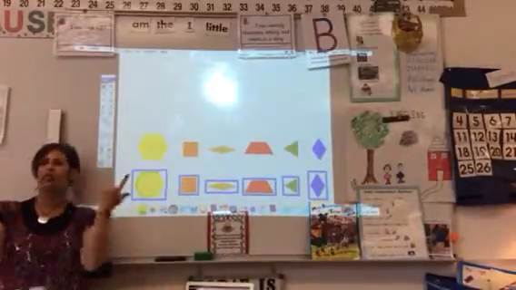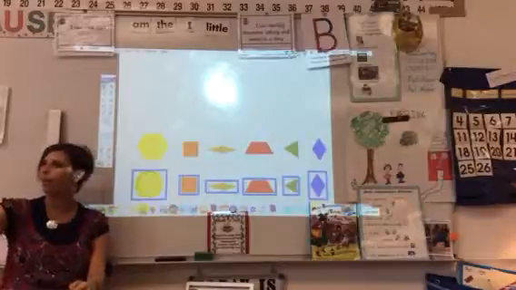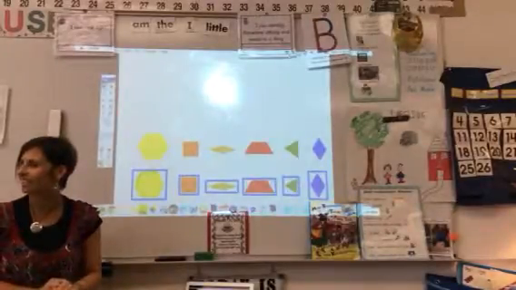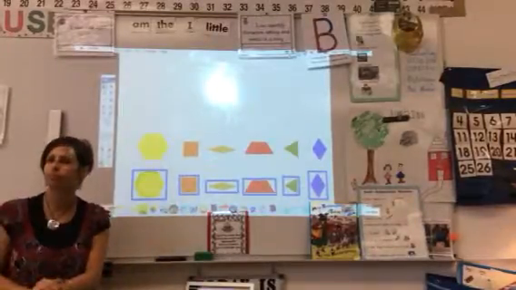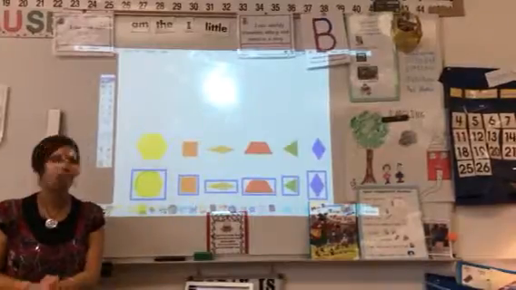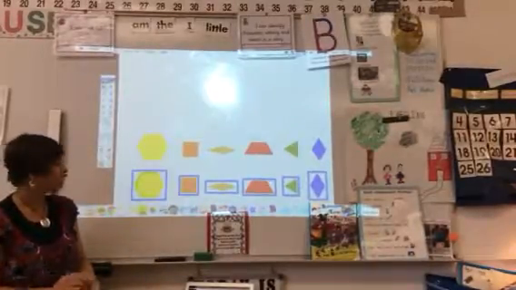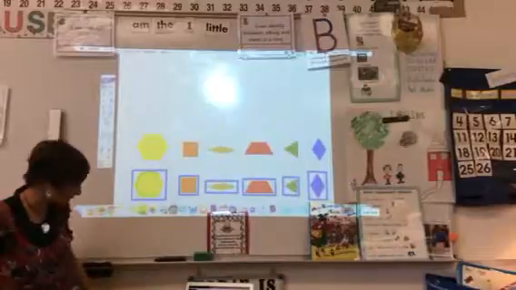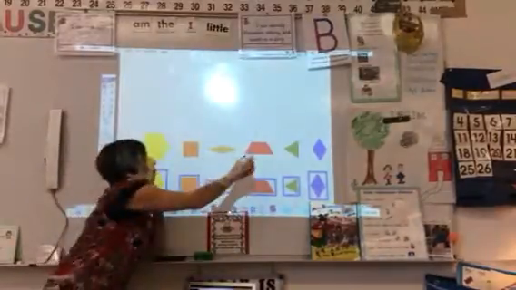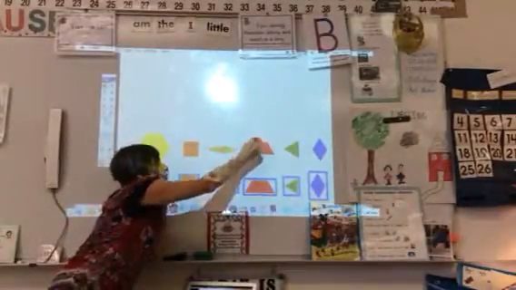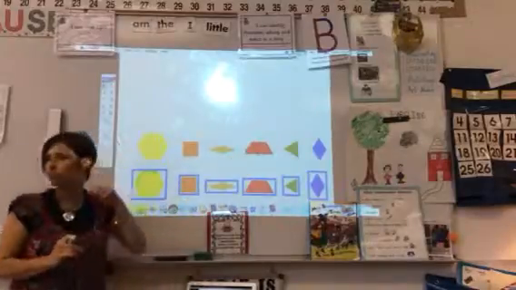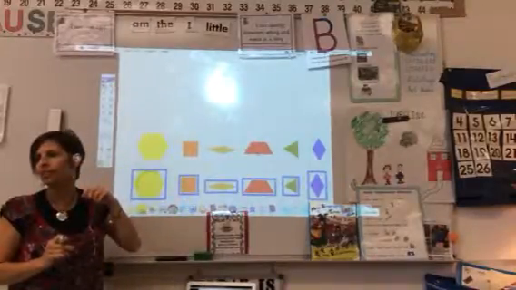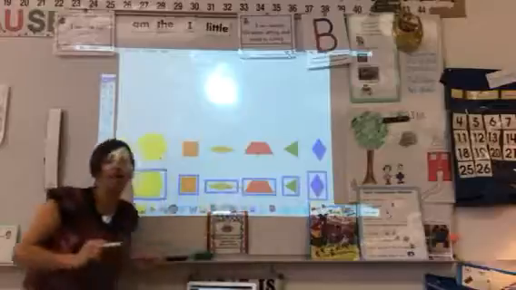Okay, turn around. Who can share what they talked about? A trapezoid has 3 sides and it has 4. Okay, let's count those sides. Ready? 1, 2, 3. Uh-oh. How many sides does it have? 4. 1, 2, 3, 4 sides.